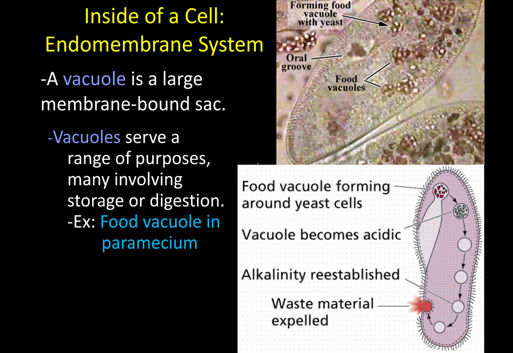Another membrane-bound sac that's very common in both animal and plant cells is called a vacuole. Vacuoles tend to be larger, and they serve a range of purposes that mainly involve either the long-term storage of materials or the digestion of materials. Digestion is especially common in animal cells. A classic example of a vacuole used for digestion are the food vacuoles that we saw in paramecium earlier in the course.